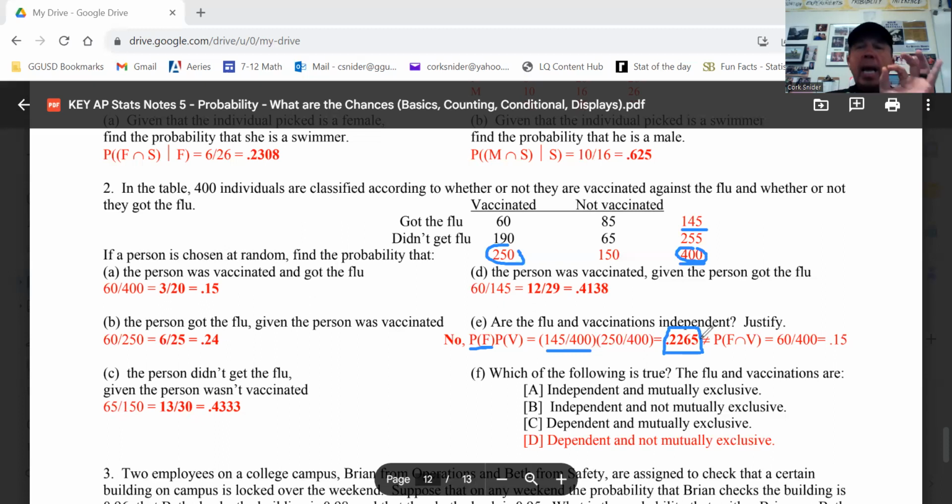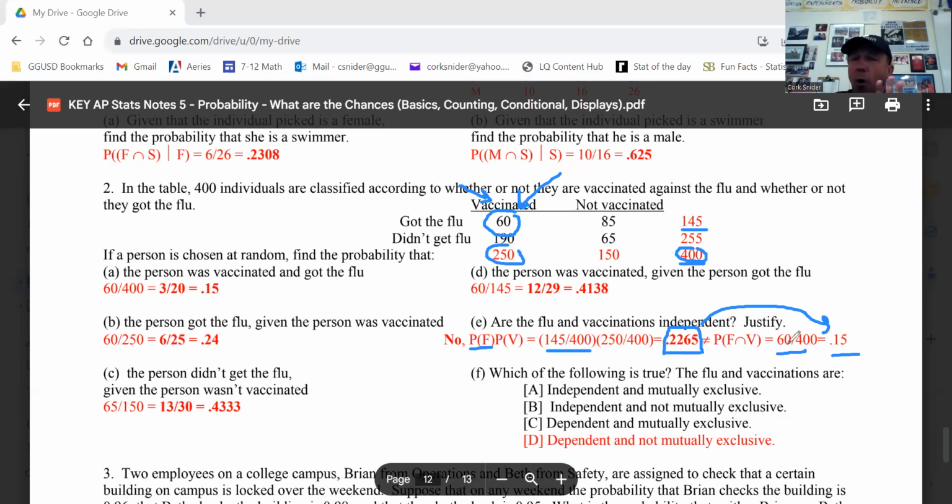what it should be if the events are independent. But we have the truth of it. The truth is that 60 of the 400, I'll circle that and put arrows next to it, actually had the flu, even though they were vaccinated. It was only 15%. So if they were independent, you would expect 22.65% of people that were vaccinated would still get the flu, but it's only 15%. You can see how much the vaccination helped because it drove it down.